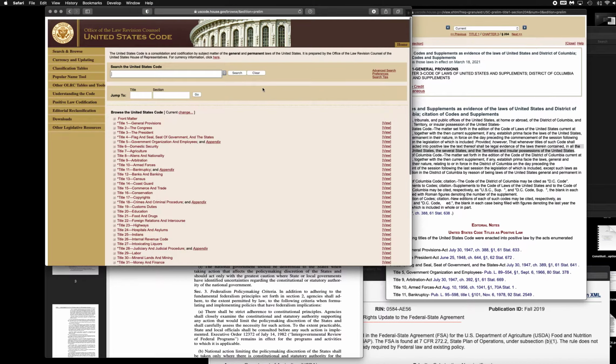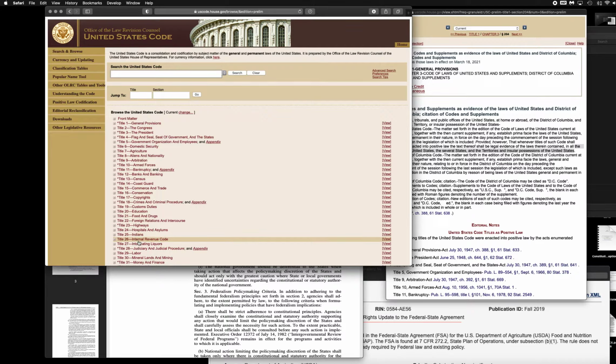So let's look at what are the laws. Title 1, Title 3, Title 4, Title 5, Title 9, Title 10. Wait a minute. Better yet, let's see what titles are not laws. Title 2, Congress. Title 6, Domestic Security. Title 7, Agriculture. Title 8, Aliens and Nationality. Banks and Banking. Commerce and Trade. Conservation. Customs and Duties. Education. Food and Drug. Foreign Relations and Intercourse. Hospitals and Asylums.